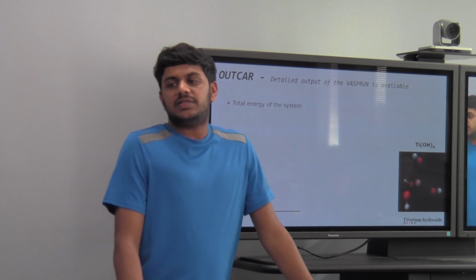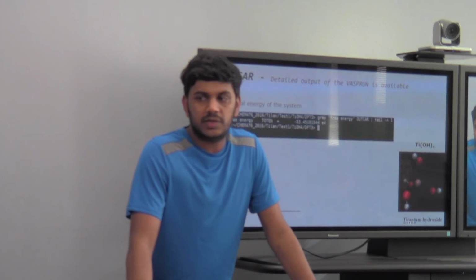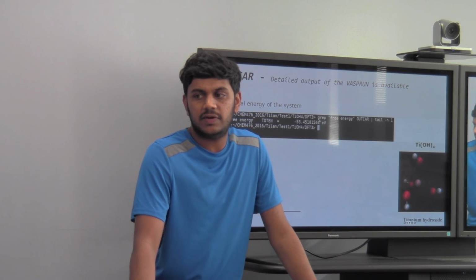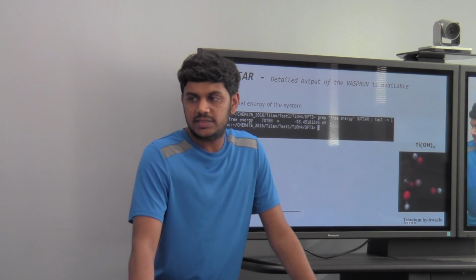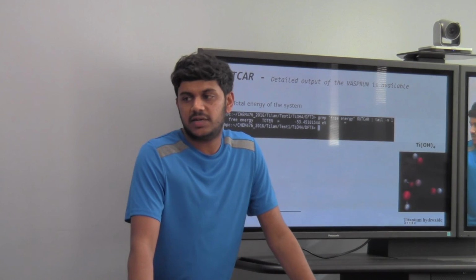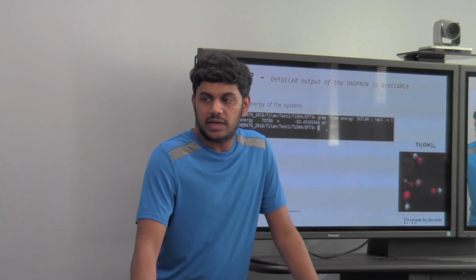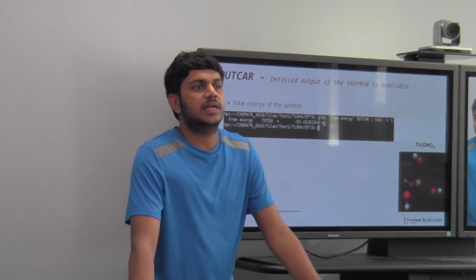If you want to extract the total energy of this system, if you have the OUTCAR file, we can use this command line with the command grep and the keyword free energy. We can extract the total energy with this command line. It will give the total energy in electron volts.